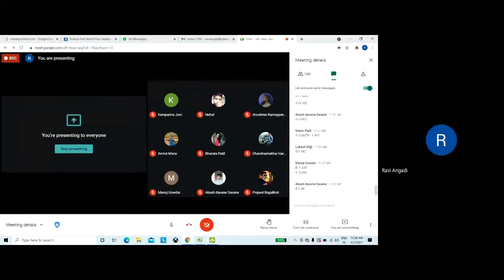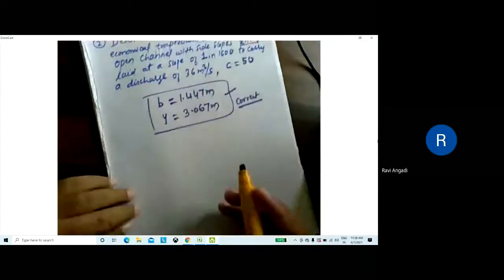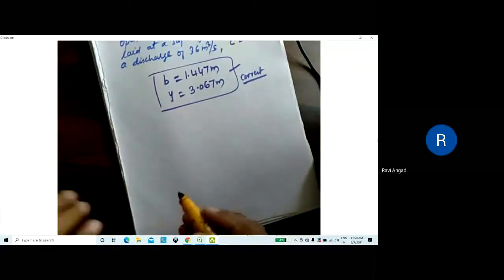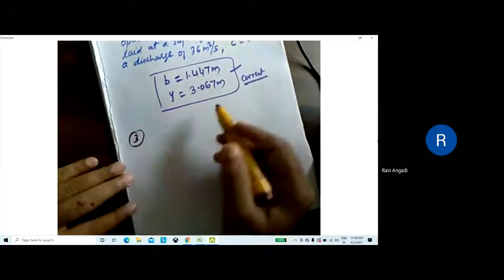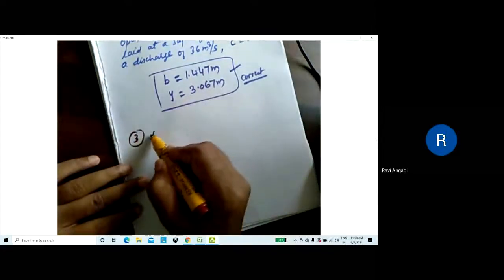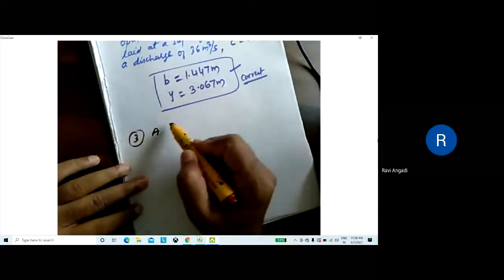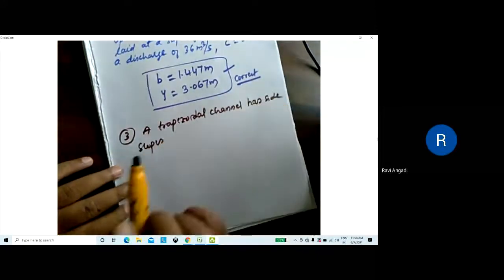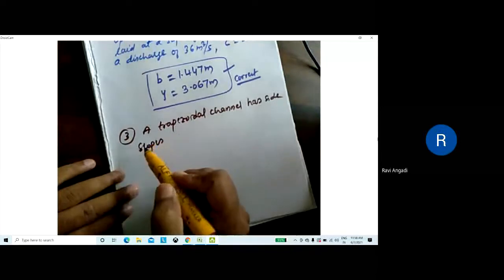Good. Okay. So now I'll give one problem as an assignment. Please take this assignment. The third problem, this is the answer. Please check the answer, you write on the assignment, and next class I'll discuss that one. A trapezoidal channel has side slopes. These problems are all taken from the question paper, the video question paper.